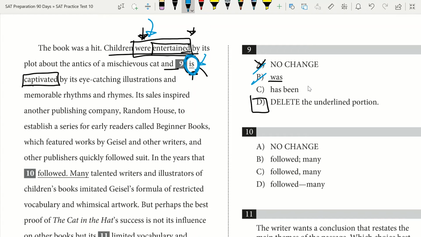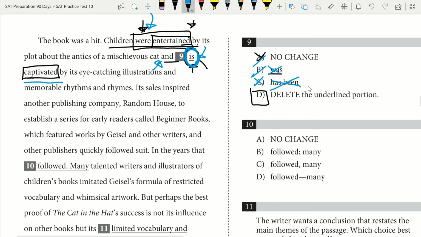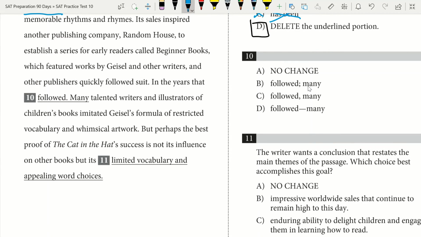We don't need anything there because we have the "and" right there, and then we just need our next verb in the past tense, which will be "captivated." So we don't need to add anything there. Adding anything there would be a mistake. Answer there is going to be D, right? We don't want to add wordiness. We don't want to add words just to add them. Answer there is D.